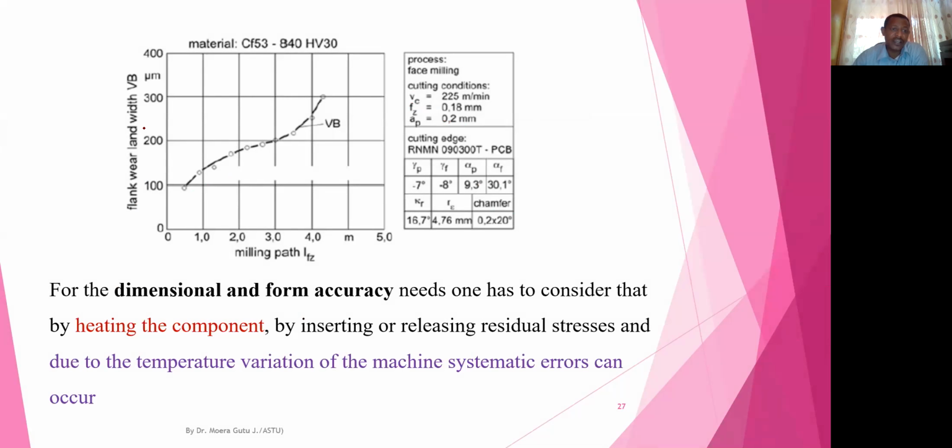Here also the flank wear and flank widths of the milling cutter with the milling path. The milling path is the length of the cut during the milling operation. So the flank wear increases as you increase VB or milling passes. So the flank wear is more, or when you use fewer milling passes, the flank wear is here. So the tool life is more at this point than at this point.